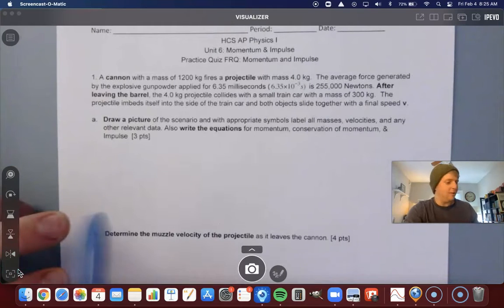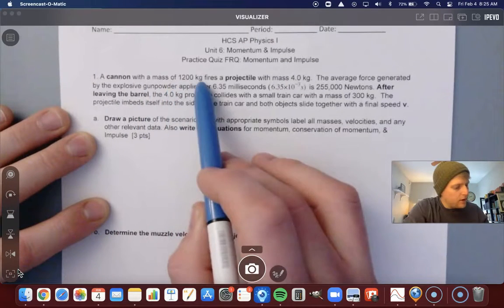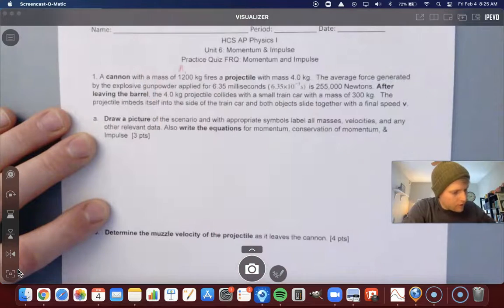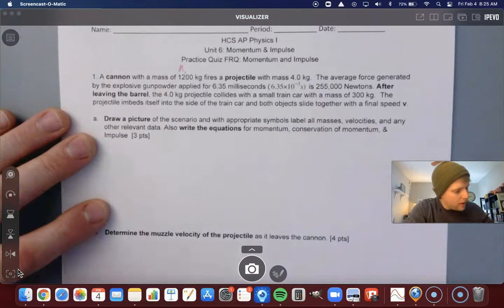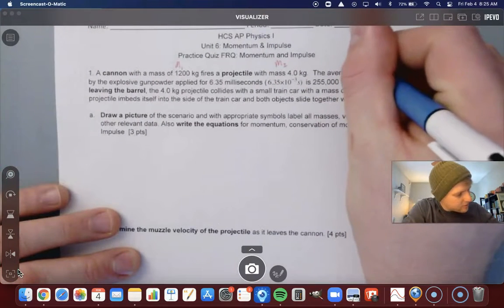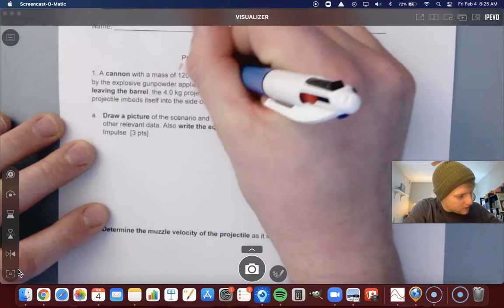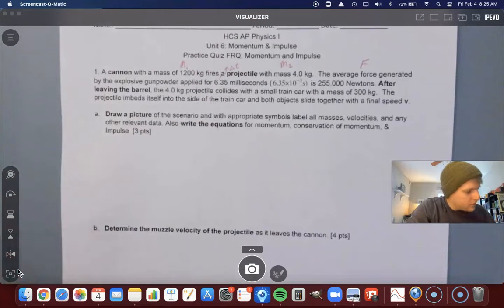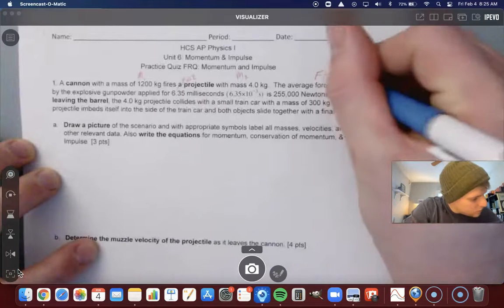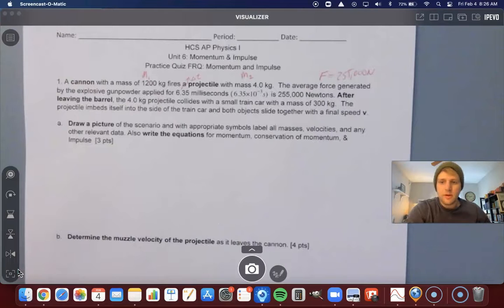I'm probably going to get stopped right away and jot down equations. Let's jump right in. So it says a cannon with a mass of 1,200 kilograms. Ooh, let's label that M1. M1, 1,200 kilograms. Fires a projectile with mass, M2, with mass 4.0 kilograms. The average force, let's call that F, generated by the explosive gunpowder applied for 6.35 milliseconds. Ooh, that looks like that's going to be a delta T. So that's 6.35 times 10 to the minus 3 seconds, so this is the force. This force is 255,000 newtons.